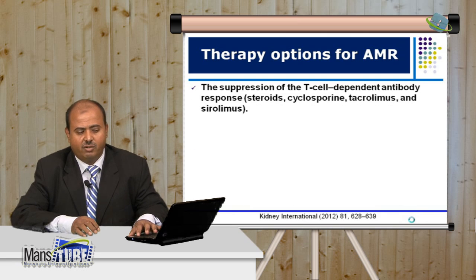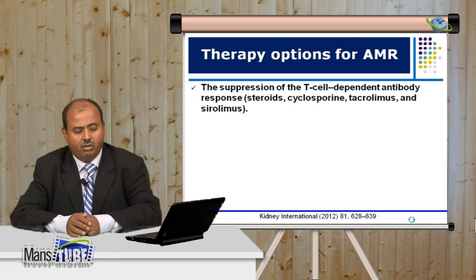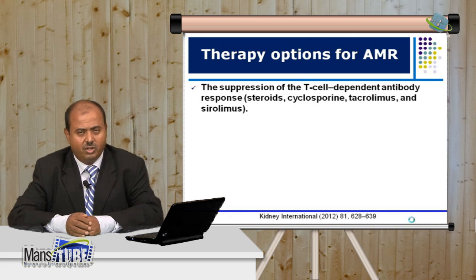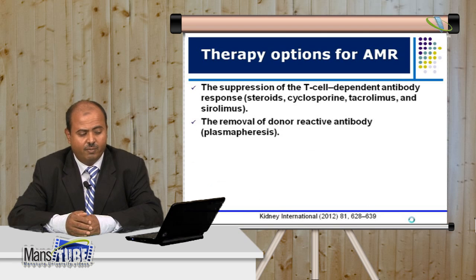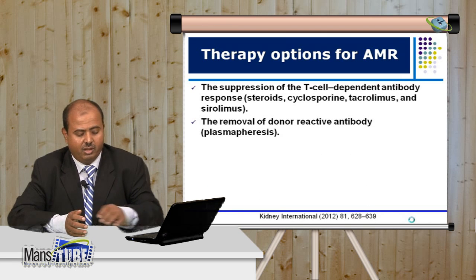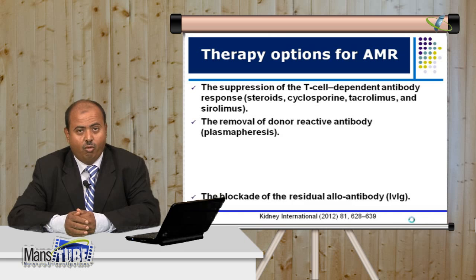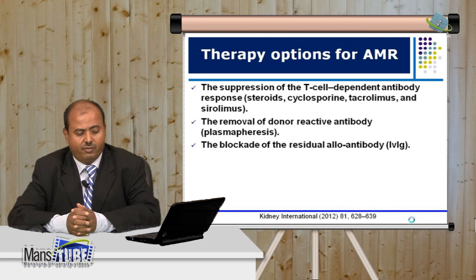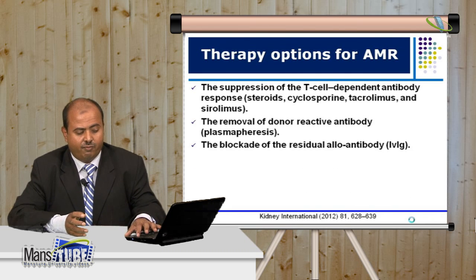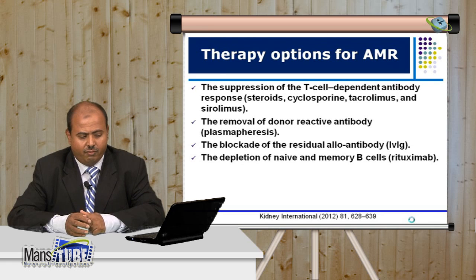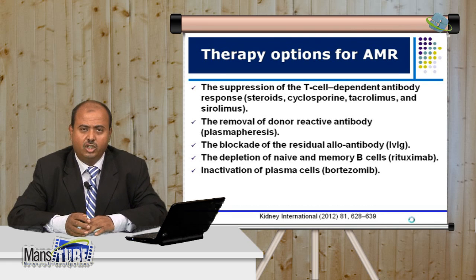So the therapeutics for antibody mediated rejection include suppression of the T-cell dependent antibody response by giving the patient maintenance immune suppression: steroids, cyclosporin, tacrolimus, and sirolimus. The removal of donor reactive antibodies by plasma exchange or pheresis. The blockage of the residual alloantibody by IVIG. Depletion of the naive and the memory B cell by rituximab.